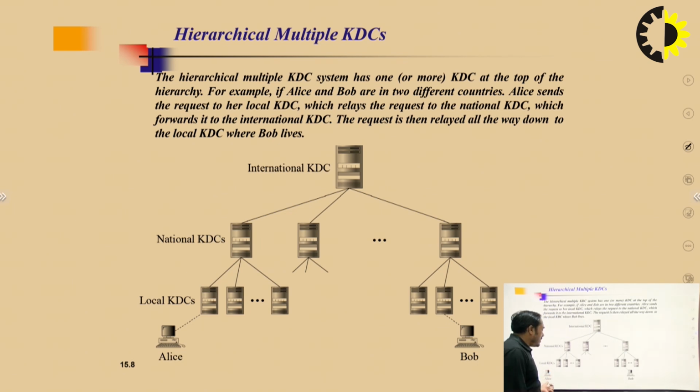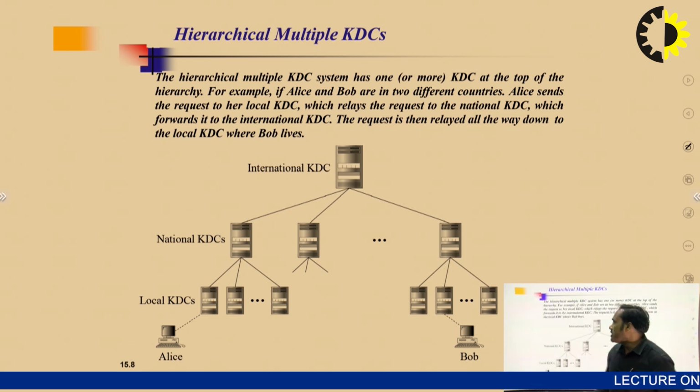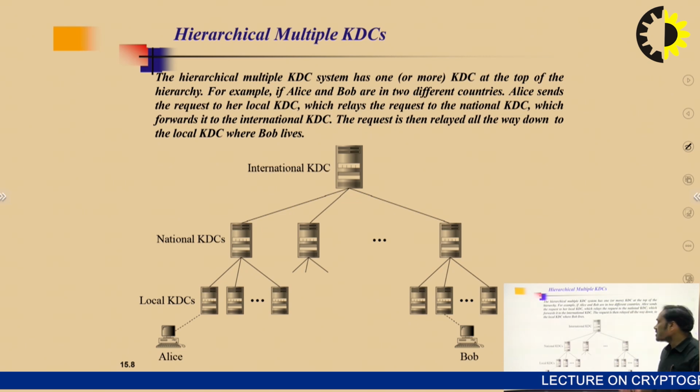So Alice is in one country and Bob is in another country. Alice first goes to the local KDC. She requests the local KDC, and it moves to the national level KDC, and the message moves to the international KDC. Then the international KDC communicates to the next country's national level KDC, then the local KDC. After that, Bob will receive the request.